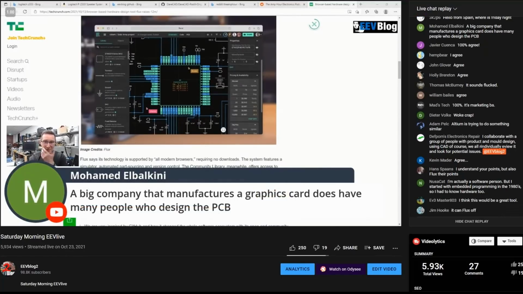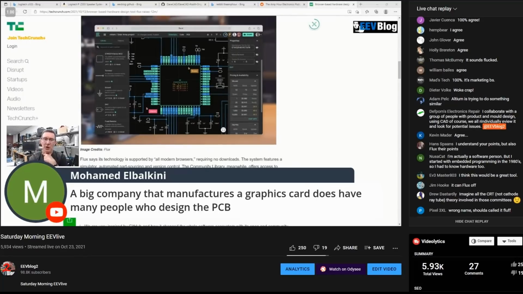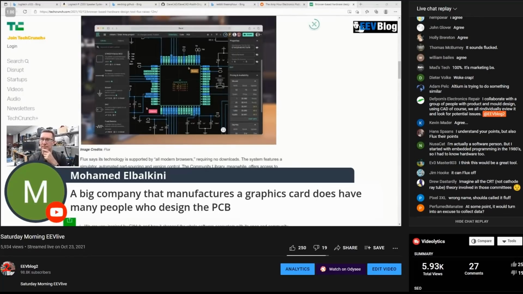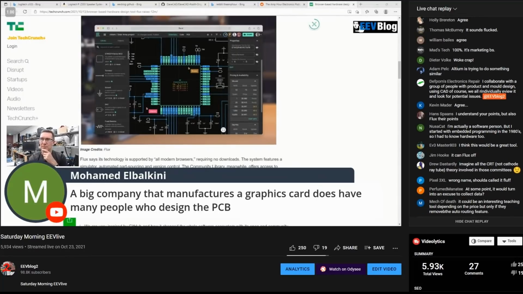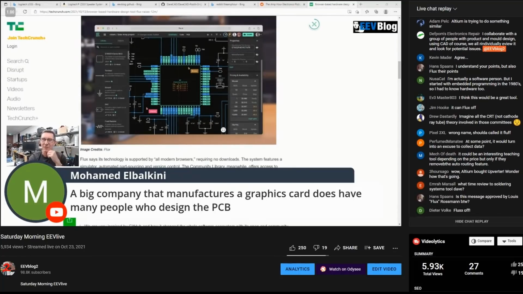Right, a big company that manufactures a graphic card does have many people who design the PCB. Yeah, probably, maybe. I have worked with more than one person on the PCB layout, but more often than not, no. Maybe on the schematic side, it depends on how complicated it is, but really, they think that this applies to everything. Their little Internet of Things widget. No.